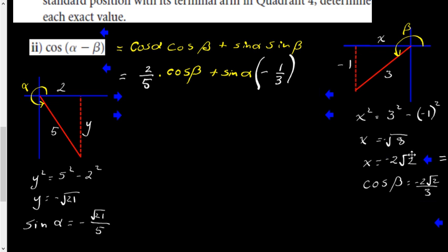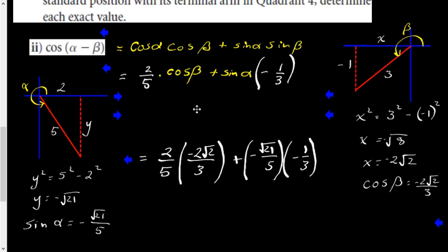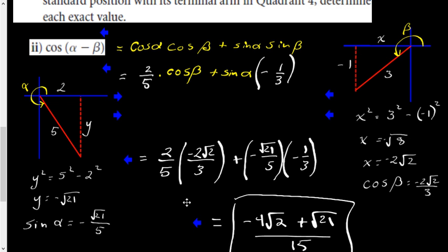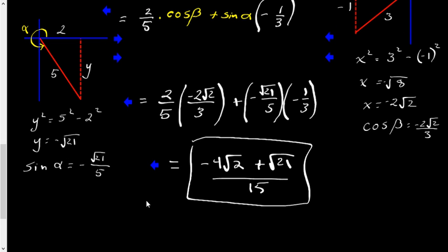And so I could substitute all of those in: the cosine of beta, negative 2 root 2 over 3, sine of alpha, negative root 21 over 5, and then simplify to get this as my final answer. Let's move on.